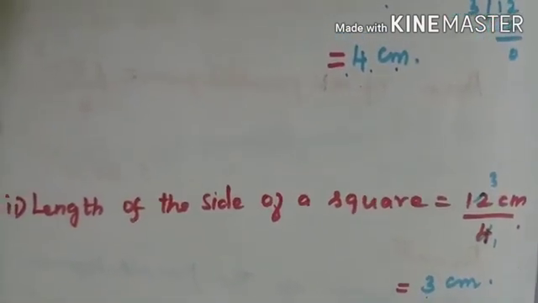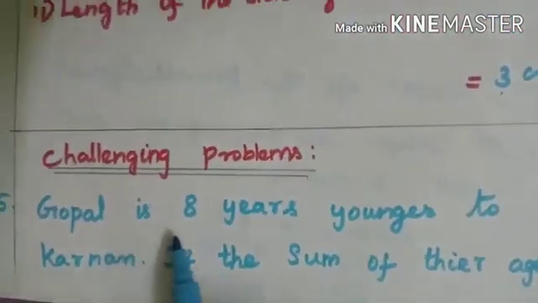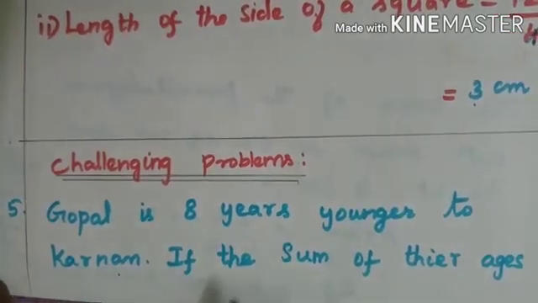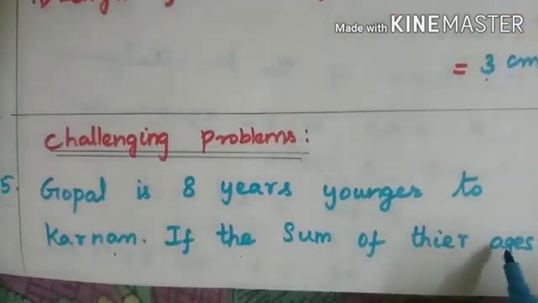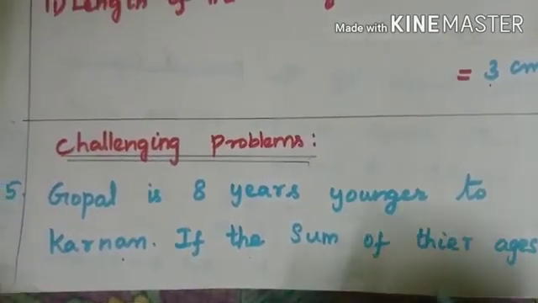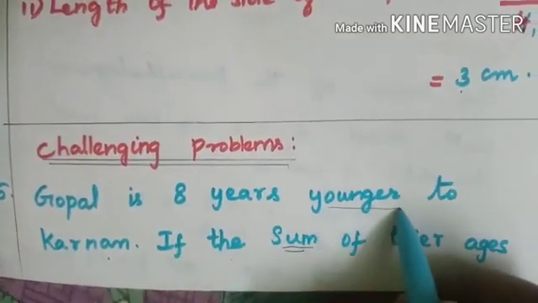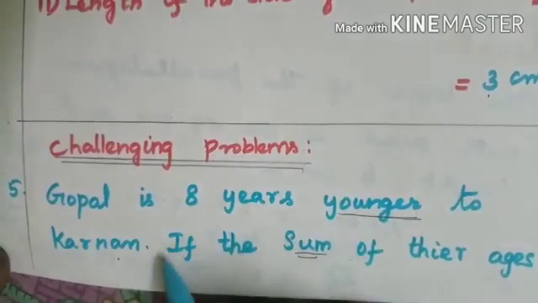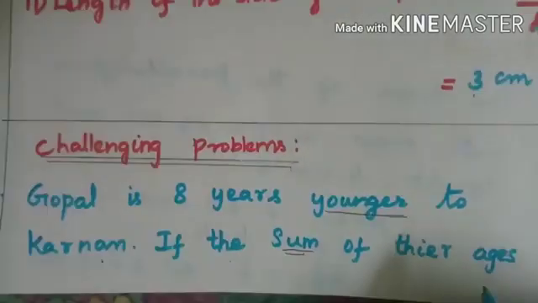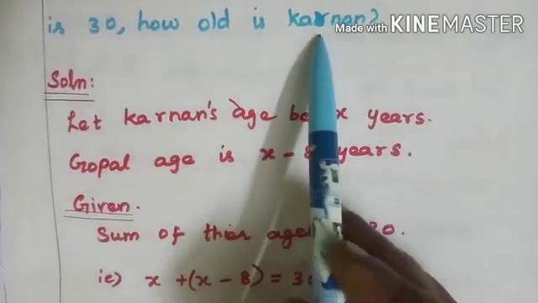The next question is challenging problems. Gopal is 8 years younger to Karnan. If the sum of their ages, what is given here? Sum means we have to add, isn't it? Sum. And Gopal is 8 years younger to Karnan. If the sum of their ages is 30, how old is Karnan?